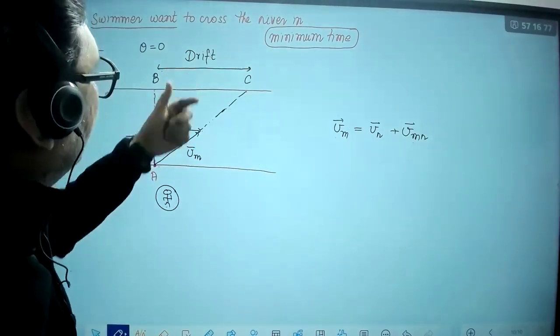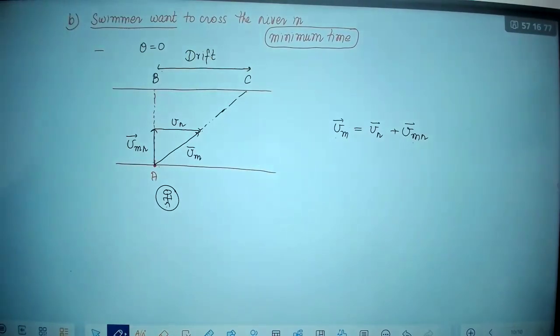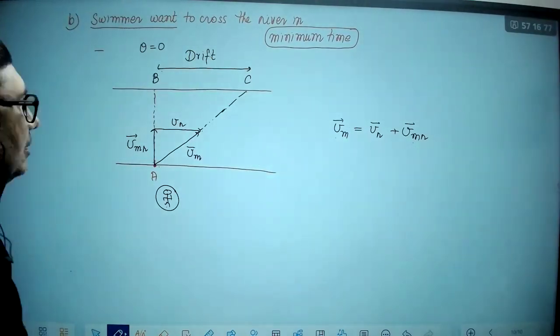You also have to find out this drift. So can you find out this angle theta? What will be this theta?